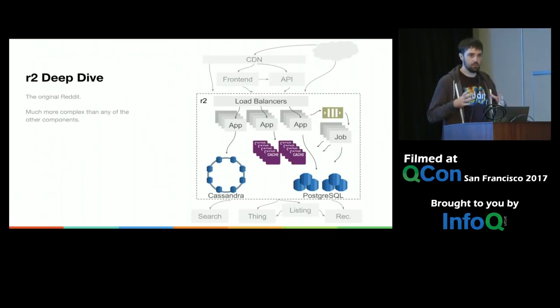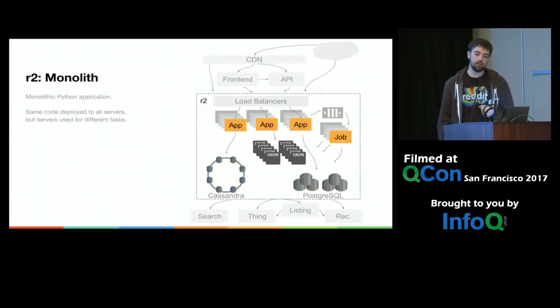Since R2 is that big blob and it's really complicated and old, let's dig in a little bit more into its details. The giant monolith here is a very complicated beast that has its own weird diagram. We run the same code on every one of the servers here. It's monolithic. Each server might run different parts of that code, but the same stuff is deployed everywhere.